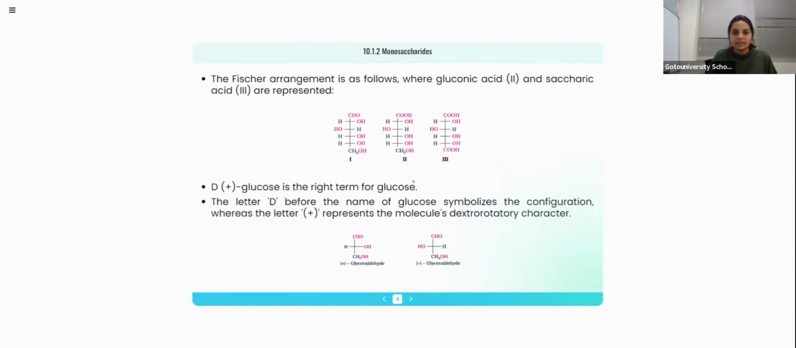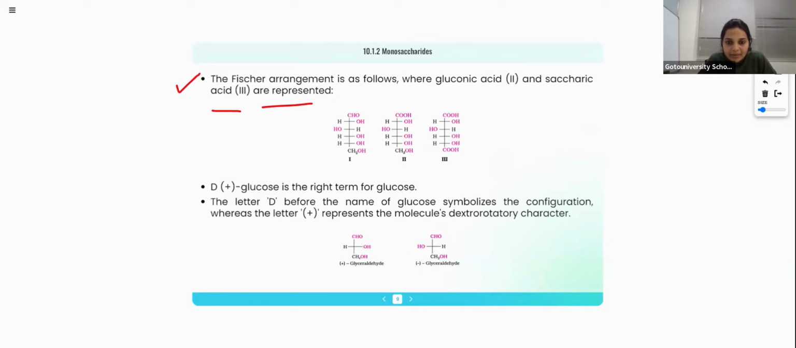Okay? Then the Fischer arrangement, again important. The Fischer arrangement is there where gluconic acid and saccharic acid are represented. See what is happening here. This is the first structure. This is glucose, right? So this glucose is converting into gluconic acid. Gluconic acid is converting into saccharic acid.